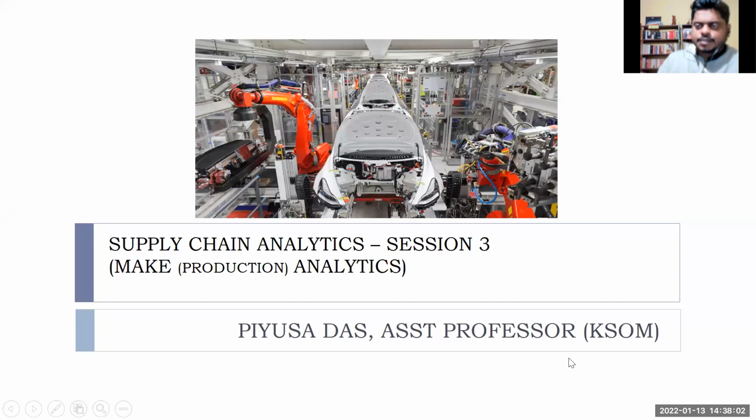In our supply chain, it is source, make, transport or send, then sell, right? So those are SMSS: source, make, send, sell. Supply chain analytics.